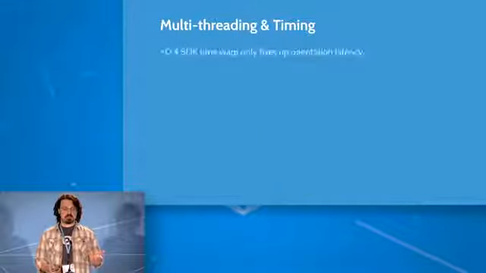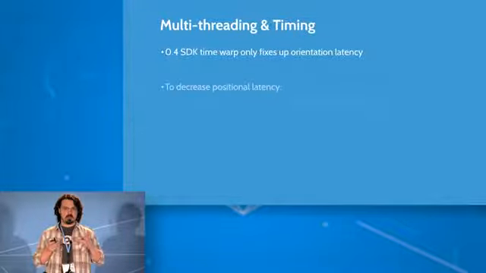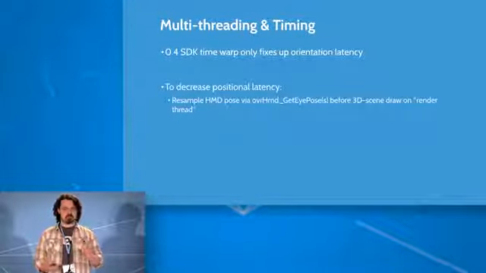So the 0.4 SDK Time Warp feature mainly just fixes your orientation latency. This is fairly good in the sense that the majority of the lag feeling actually comes from orientation lagging, but there is a tiny bit that could come from positional latency. The way to make sure you're accounting for that is to go and resample your head-mounted display pose just before you begin rendering the 3D scene. It won't obviously be as low latency as your orientation correction, but it will be much better than just doing it on the main thread and never worrying about it again.